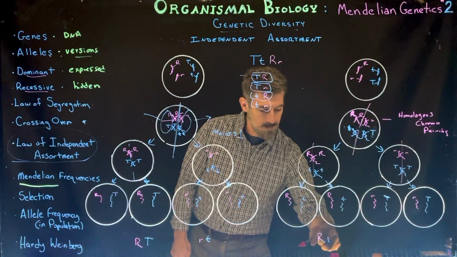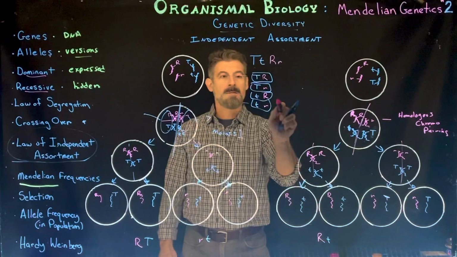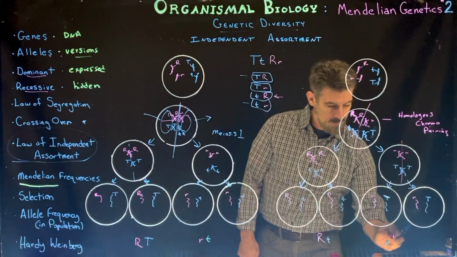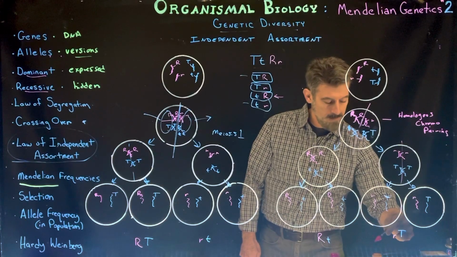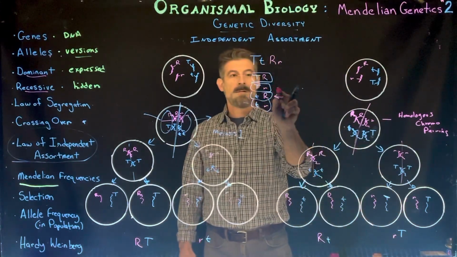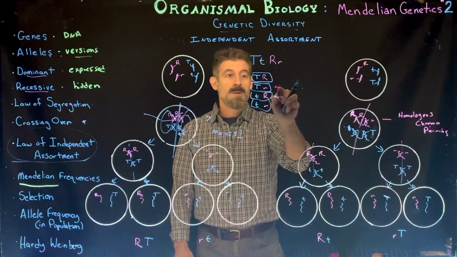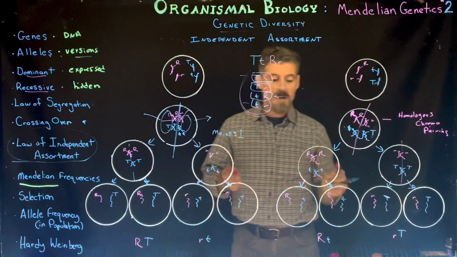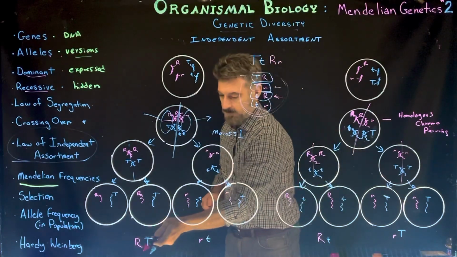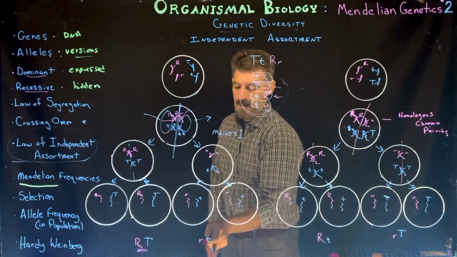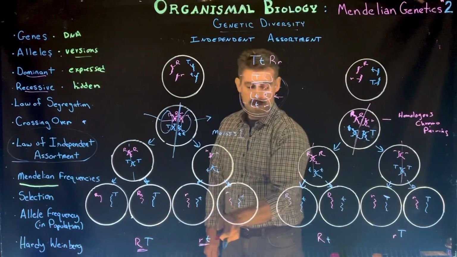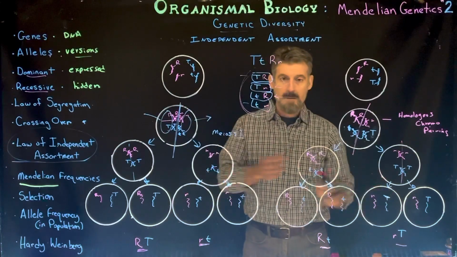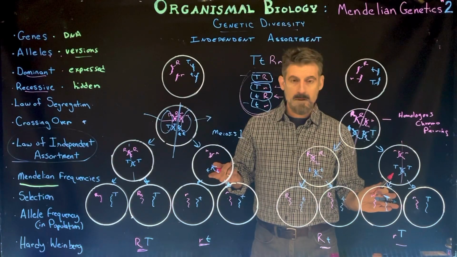So now here we have red, short. That's this one. And here we have white, tall. That's this one. So we see all four of these possible combinations, where the dominants are together, the recessives are together, or a dominant and a recessive pair up in different combinations.